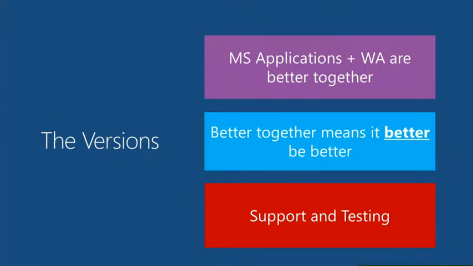And when you actually look at why we picked versions, why did we limit it to specific versions, there were a few reasons. We're really passionate about making sure that Microsoft applications and Windows Azure work really well together. Right? We really wanted to make this the best place to run these applications. So working well together means they better be better. It's very hard to say that three times fast.